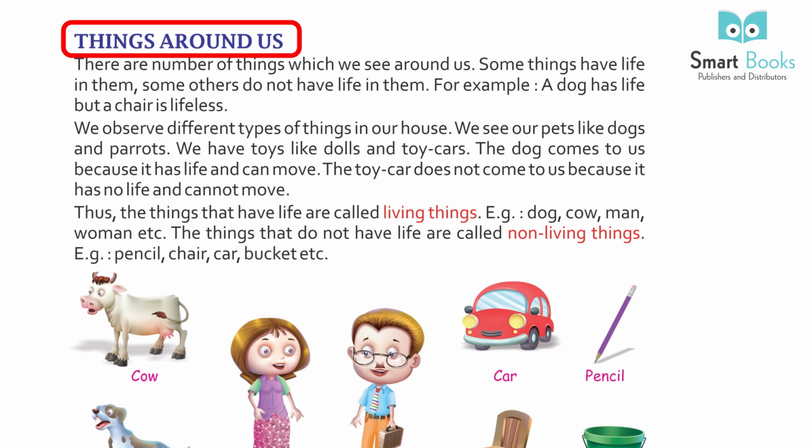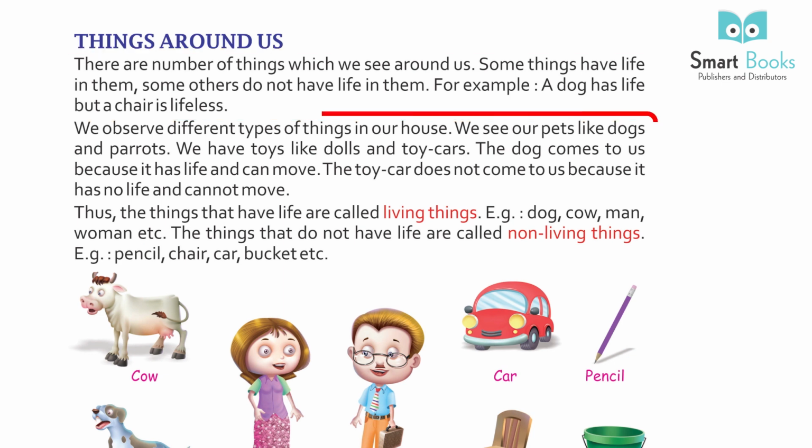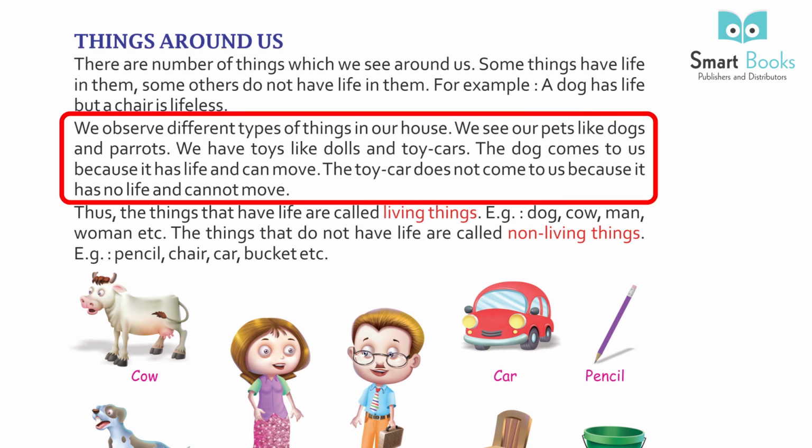Things around us. There are a number of things which we see around us. Some things have life in them, some others do not have life in them. For example, a dog has life but a chair is lifeless. We observe different types of things in our house. We see our pets like dogs and parrots. We have toys like dolls and toy cars.